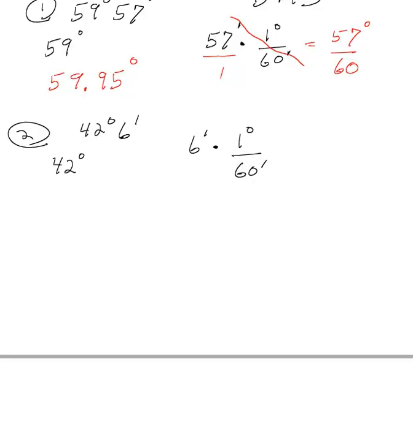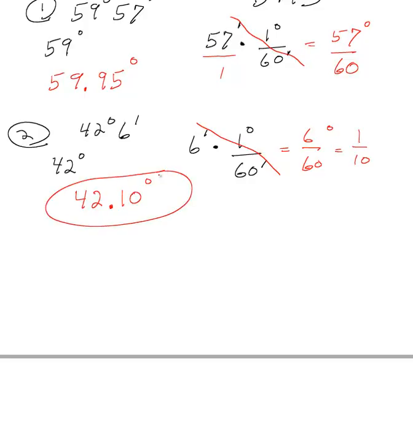Now you're going to multiply and cancel. So the only thing that cancels are your minutes. You're left with 6 over 60 degrees. This you can do in your head. That reduces to 1 over 10. And to write that as a decimal answer, you can either write it as 0.10 or 0.1. And make sure you put that degree symbol on the end.